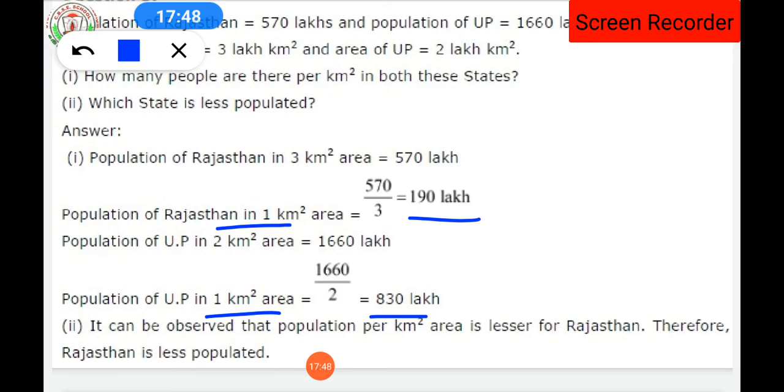Now moving towards the second part of the question, which state is less populated? So dear student, which state is less populated? So while doing the comparison of both, we can say that Rajasthan, as it is having the less population as 250 lakh compared to the population of Uttar Pradesh, so we can say that Rajasthan is less populated than Uttar Pradesh. Clear? So here our exercise 8.1 explanation is over.